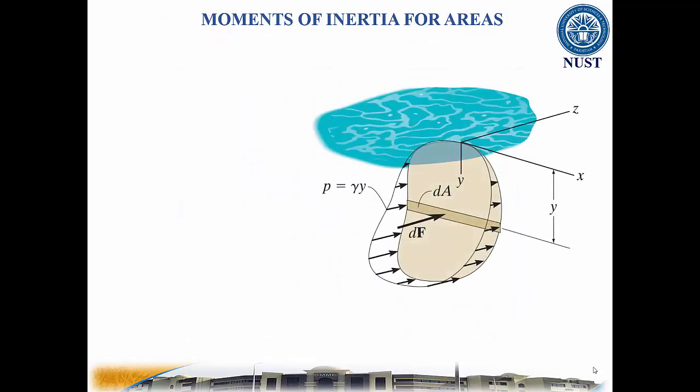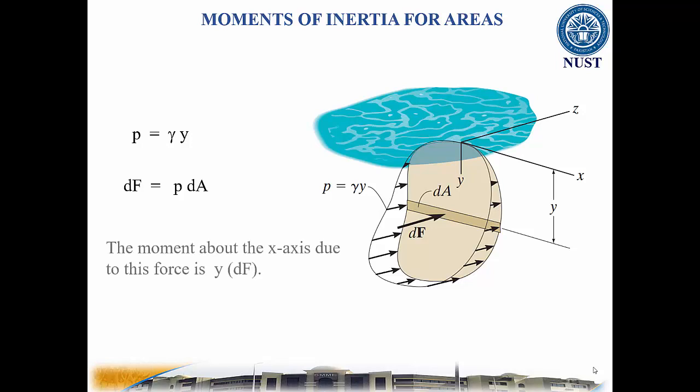The pressure of the liquid at a distance y below the surface is given by P equal to gamma times y, where gamma is the specific weight of the liquid. The force on the area dA at that point is dF equal to pressure times differential area. The moment about the x-axis due to this force is y times dF. The total moment is measured from this equation.